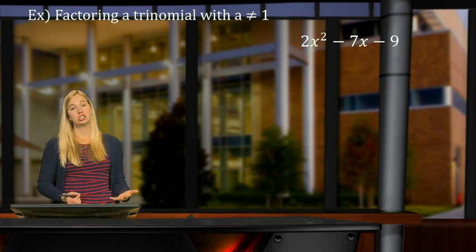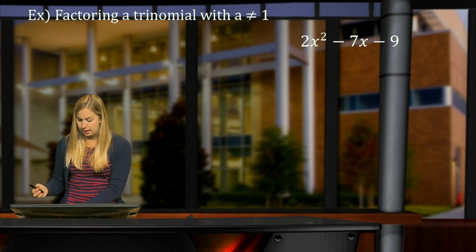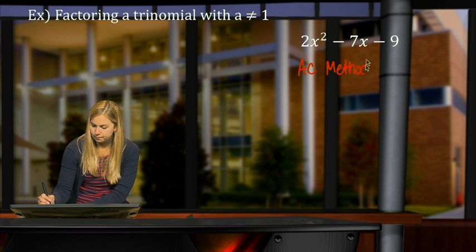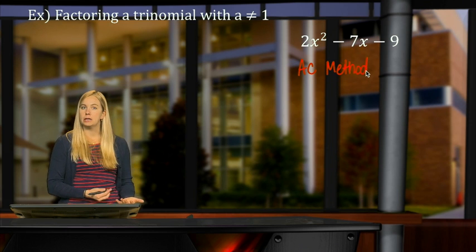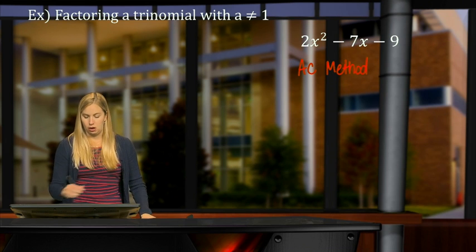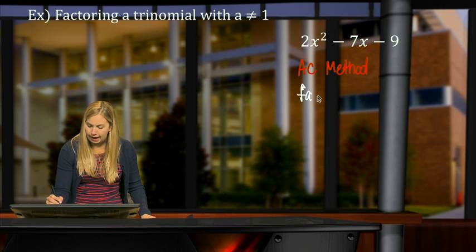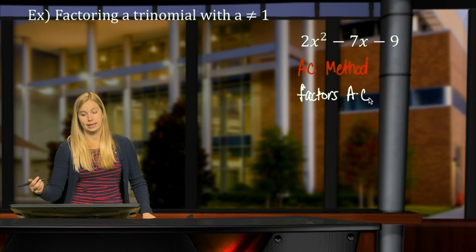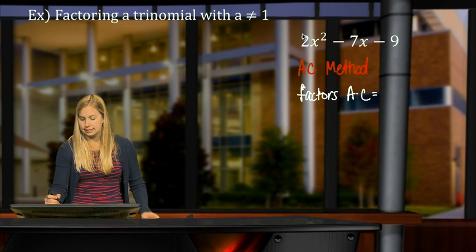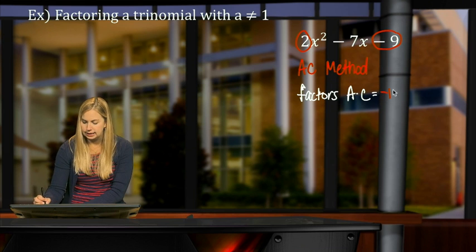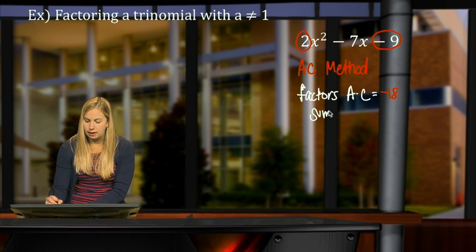Now, the technique that I'm going to show you, which I prefer, is called the AC method. We start just like we did in the previous example where we're finding factors of something that sum to something else. In this case, we are looking for factors of a times c, hence the AC method. In this case, a times c is 2 times negative 9, which is negative 18. And we still want them to sum to b, which is negative 7.